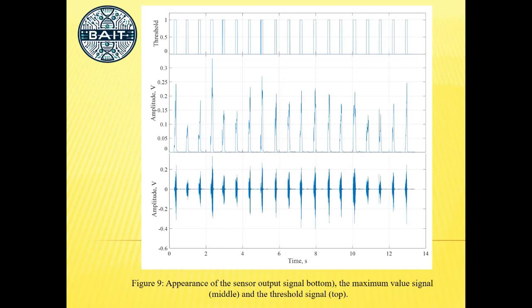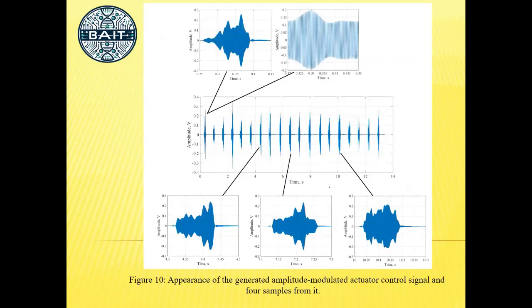To reduce the level of energy consumption, it is proposed to additionally form a threshold signal from the sensor output signal, which will start the process of generating the carrier component of the actuator control signal. Figure 9 shows the appearance of the sensor output signal, the maximum value signal, and the threshold signal. Also, in the MATLAB environment, an amplitude-modulated signal with a carrier frequency of 3 kHz was formed. The appearance of this signal is shown in Figure 10. Accordingly, it is this signal that will be fed to the actuator after amplification.